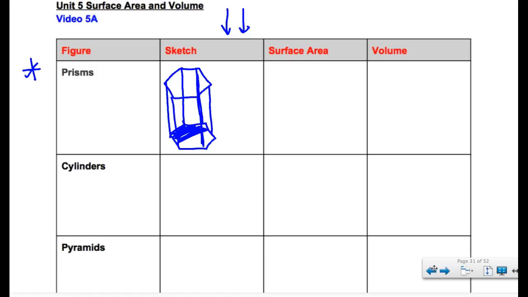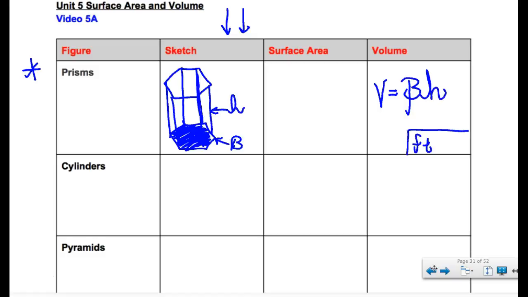Go ahead and shade that in and point at it. That's what we call capital B in our formula. The distance between the bases is what we call H, and we just did the volume. We said the volume of a prism is capital B times H. And remember, these get labeled like in feet cubed or inches cubed or centimeters cubed.